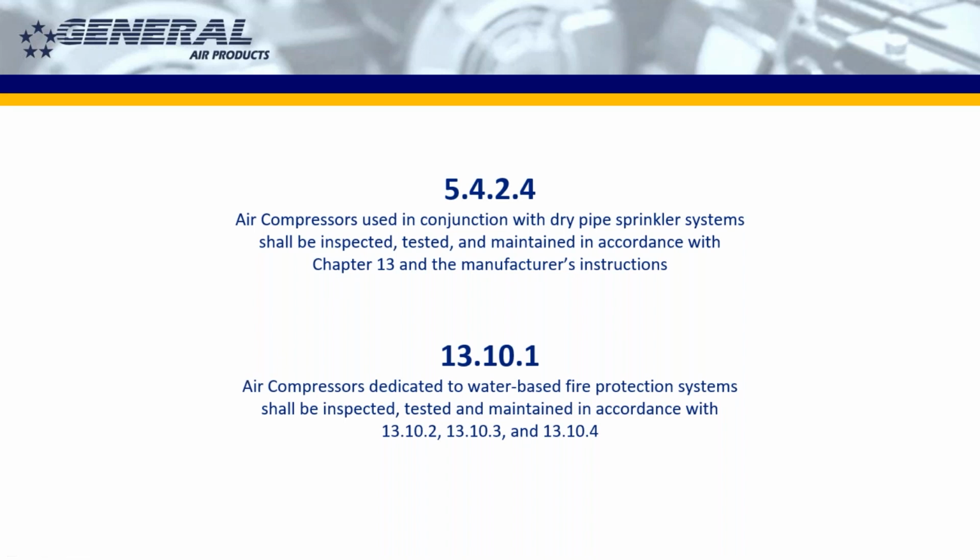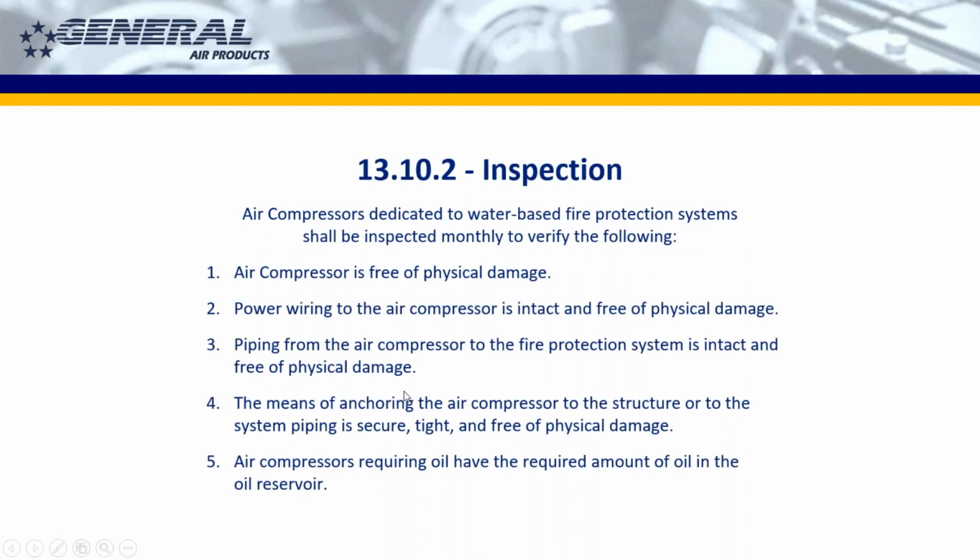Beyond that, though, they've added in 2017 a couple of sections here. The inspection section, air compressor: inspect to make sure the air compressor is free of physical damage. Power wiring to the air compressor is intact and free of physical damage. Piping is intact and free of physical damage. So a lot of this is just looking at the thing, and is this thing taking a hit? Did it get run over by a bus? Does this thing seem to be functioning properly? It really is an overall, let me just look at the outside of the unit and make sure that this is doing.